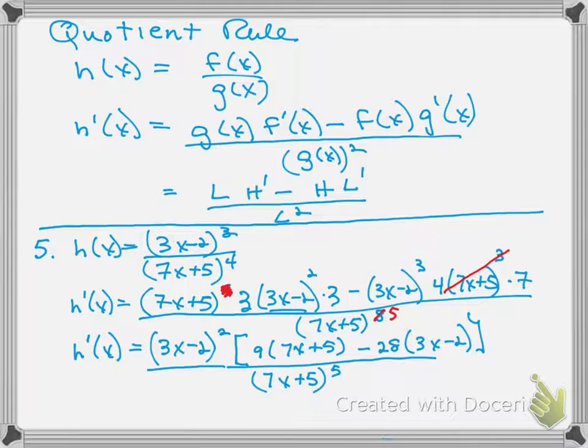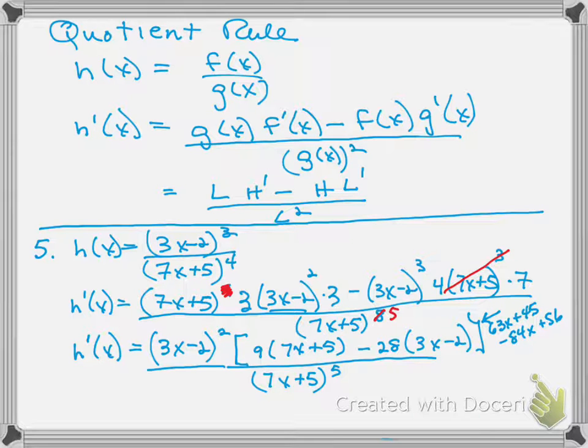Okay, the terms that are in the brackets, we're going to clean up. So what I'm going to do is distribute the 9 inside to the 7x and the 5, and then distribute the 28 to the 3 and the 2. So let me do that and clean things up, and I'll give you the final answer. Okay, so what I initially got when I worked in here was this: 63x plus 45 minus 84x plus 56. All right, that's what I got when I worked inside my bracket.